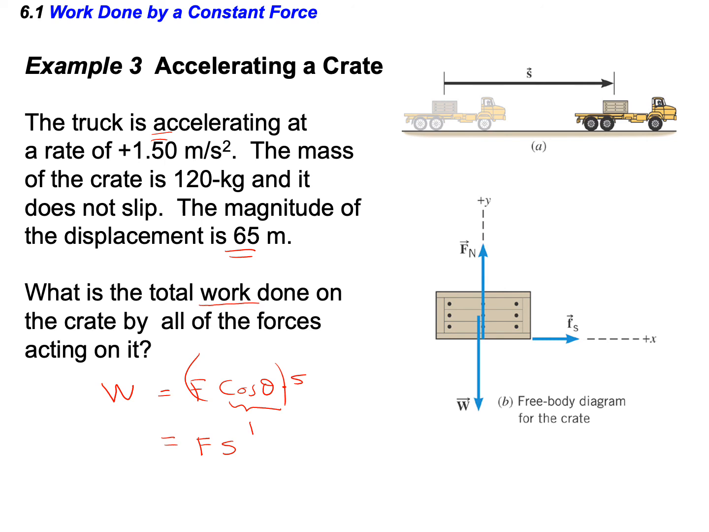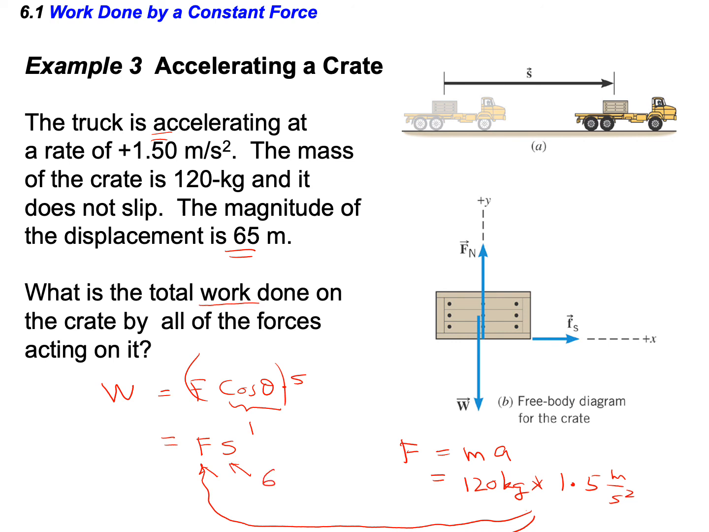How are you going to calculate the force? Net force, we know from Newton's second law, is equal to mass times acceleration. Mass is 120 kilograms and acceleration is plus 1.5 meters per second squared. So now you know the mass and acceleration, so you can substitute the force here, and S is 65 meters, and now you can calculate W.